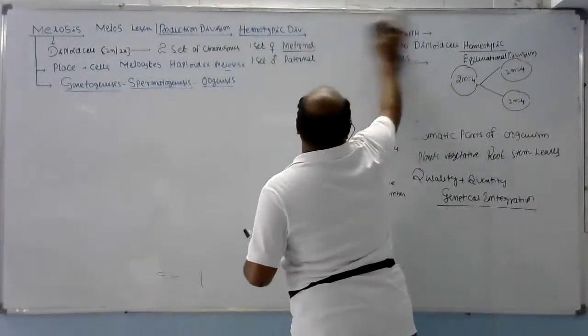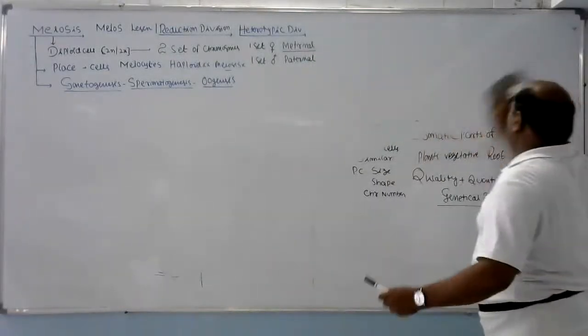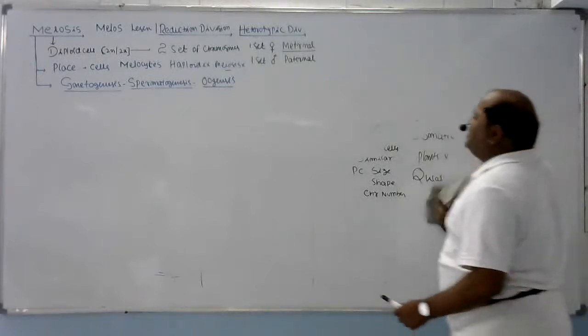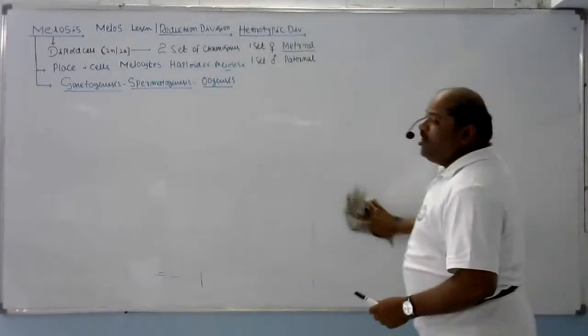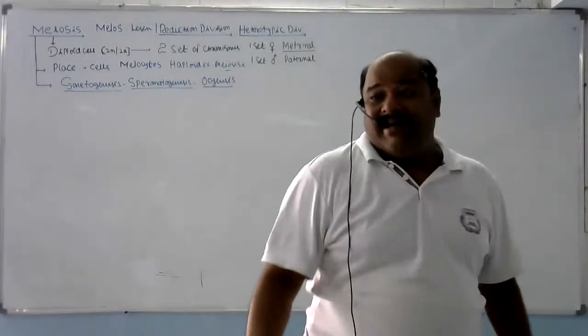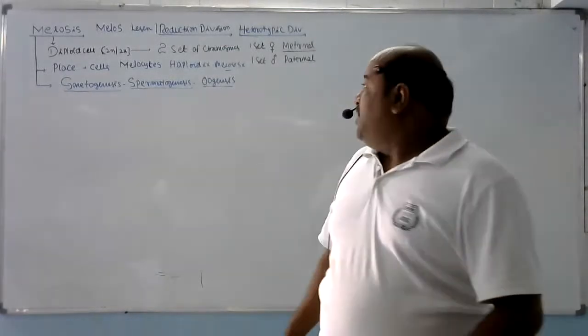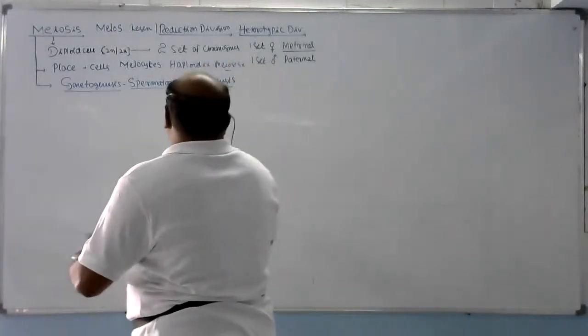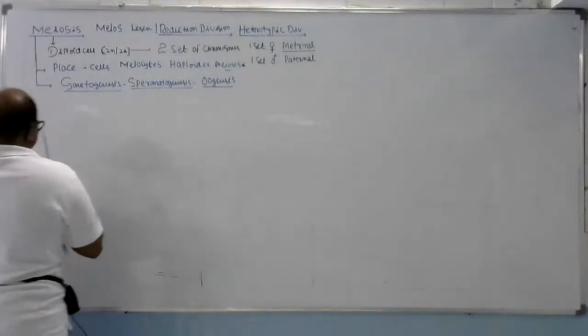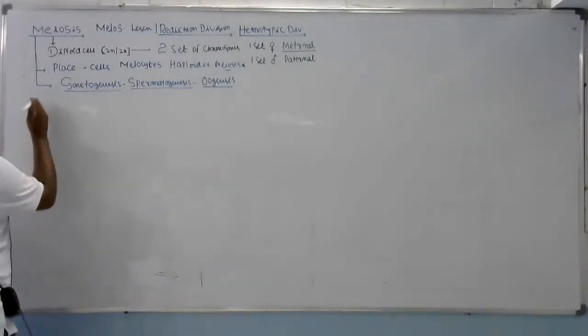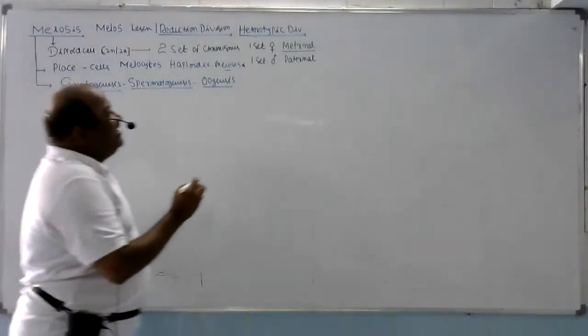Mitosis is usually restricted to diploid cells, but it is also noticed in haploid cells in lower groups of organisms. The haploid cells cannot show the process of meiosis. Look here, I will take an example.